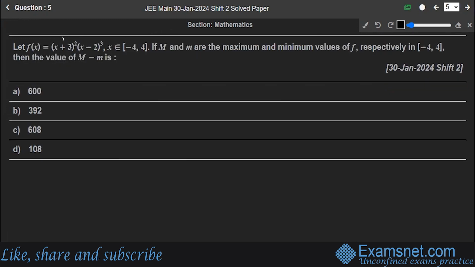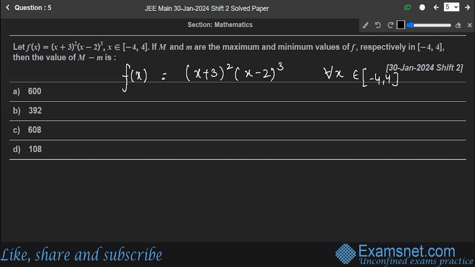It says let f(x) be equal to (x plus 3) whole square, (x minus 2) cube, x belonging to the interval minus 4 to 4. Capital M and small m are the maximum and the minimum values of f respectively in minus 4 to 4. Then the value of capital M minus small m is equal to. So you have f(x) as (x plus 3) square, (x minus 2) whole cube for all x belonging to this interval.